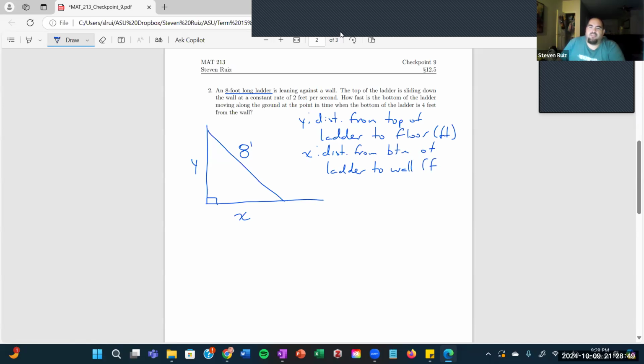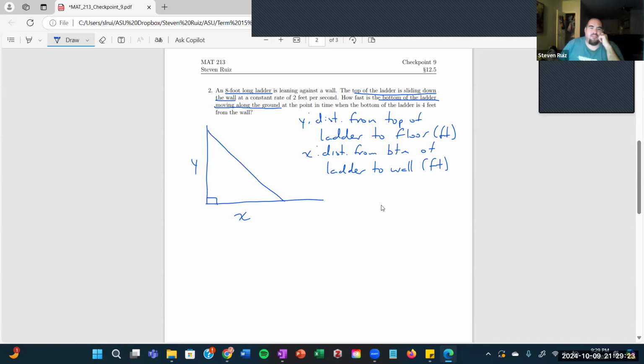So, to be clear, the reason I've marked those distances is because that's what's in the question. The question told me the ladder was 8 feet long. It suggested to me that the top of the ladder sliding down the wall is something I care about. And it also suggests that I'm going to worry about the bottom of the ladder moving along the ground. So those distances are the things I'm worried about.